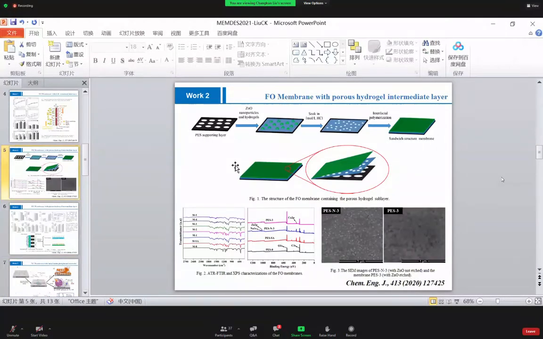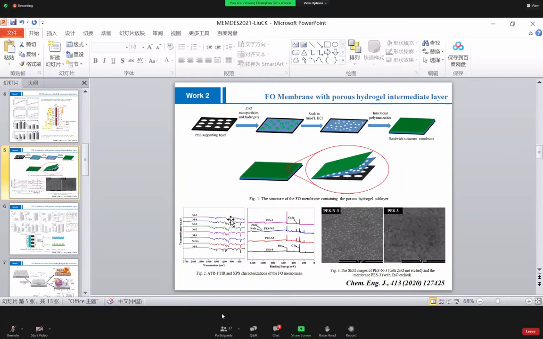And in the second work, we also prepared the FO membranes, but this time with a porous hydrogel intermediate layer. We use the PES supports, and on top of them, we functionalized them with hydrogels with zinc oxide nanoparticles inside. And then we soak these membranes in hydrochloric acid solutions and remove the zinc oxide nanoparticles. And then we carry out the interfacial polymerization using MPD and TMC to form the skin layer, so that a sandwich-structured forward osmosis membrane is prepared.